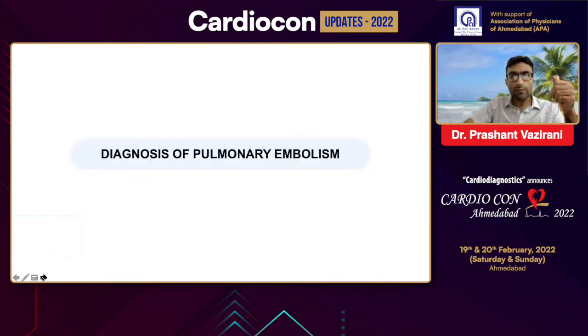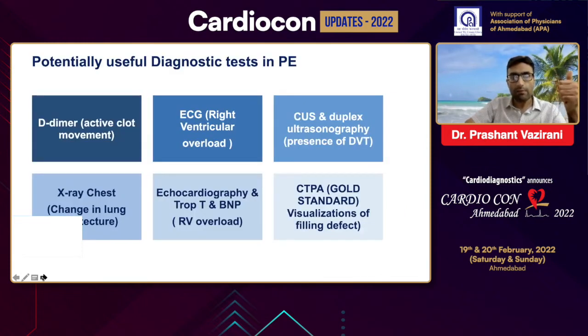So how do you diagnose pulmonary embolism? By these tests. First is D-dimer. It has a good negative predictive value. It is less specific, but it is used for ruling out pulmonary embolism in low clinical probability patients.